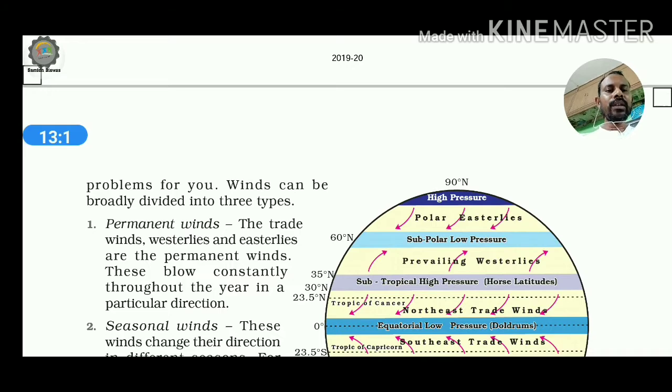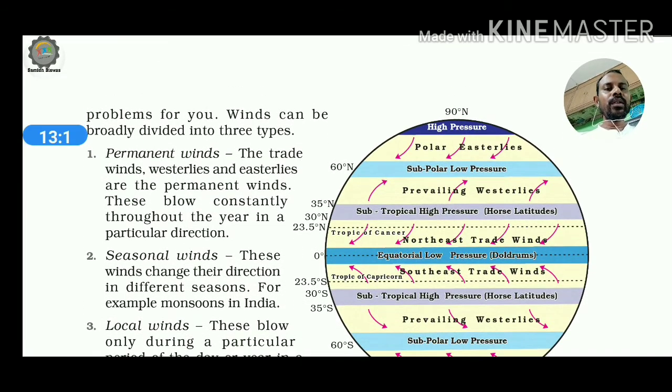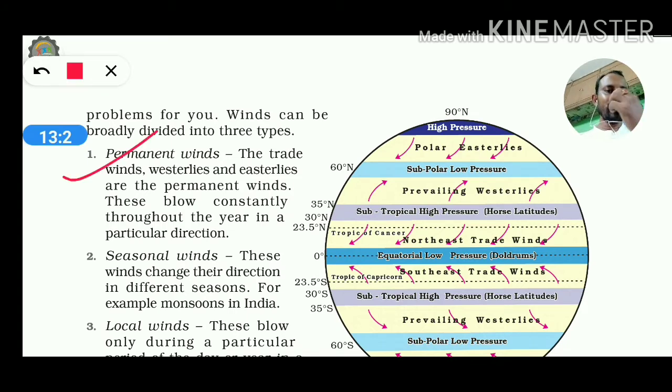Next, there are different types of winds. What are they? Number one, the permanent wind system. Next, the seasonal wind system, and next, the local wind system. Permanent wind system means permanent winds. The trade winds, westerlies and easterlies are the permanent winds. These are some examples, those which usually blow in the same direction due to the creation of the permanent pressure belt. We have already learned that winds, or air, move horizontally from high pressure to the low pressure region.